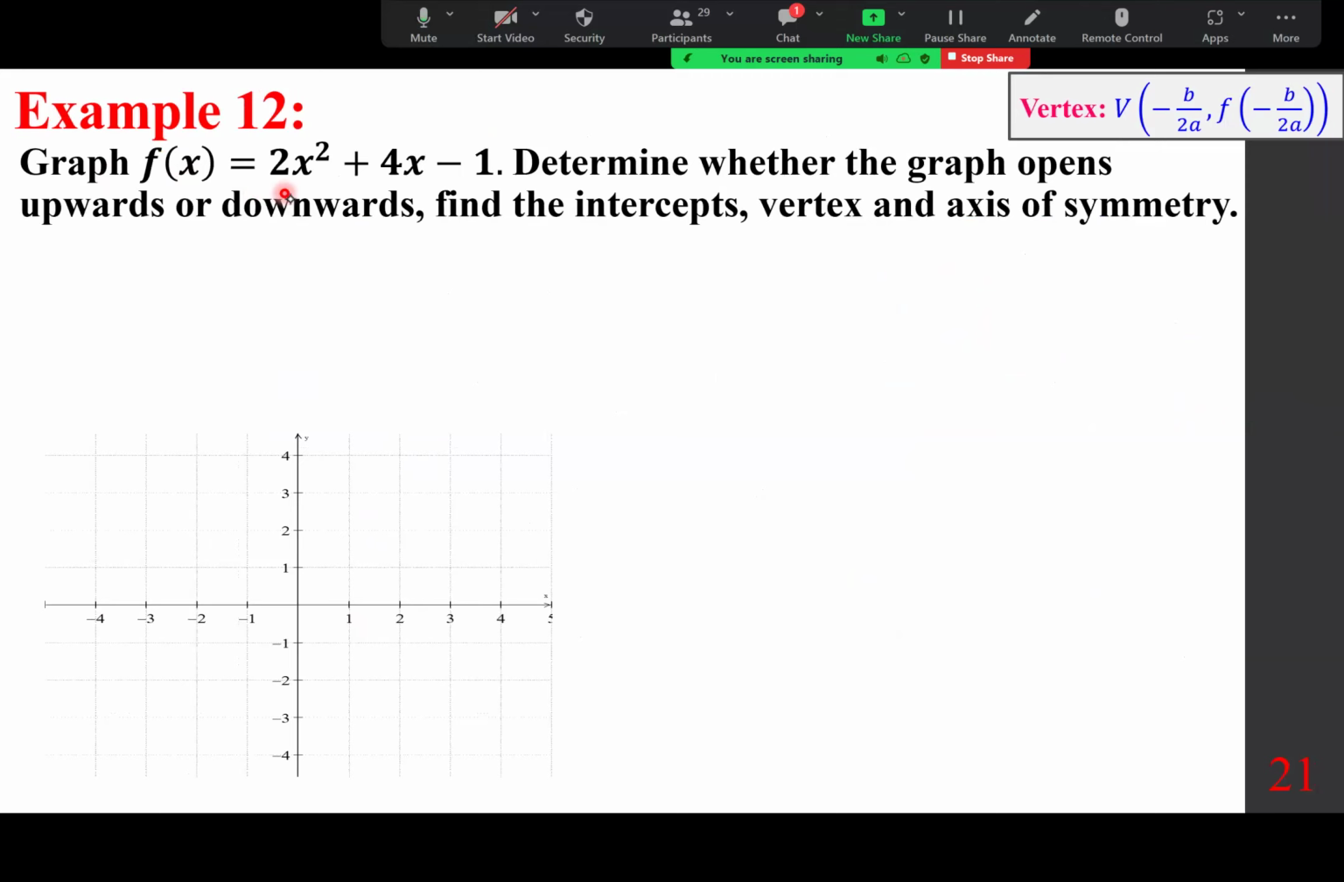So first and foremost, let's just write it here. A is 2, B is 4, C is negative 1. So it opens up, okay? Because A is 2, it opens up. X is minus B over 2A. So minus 4, and 2 times 2 is also 4. We get negative 1.